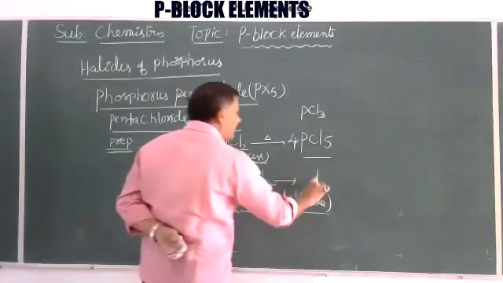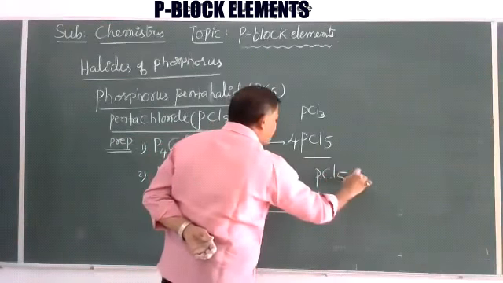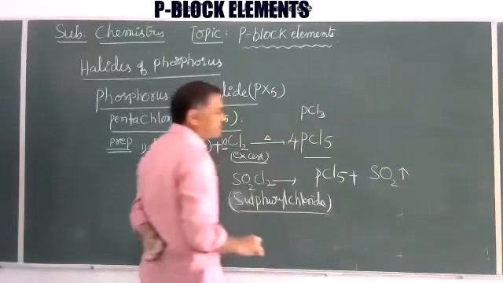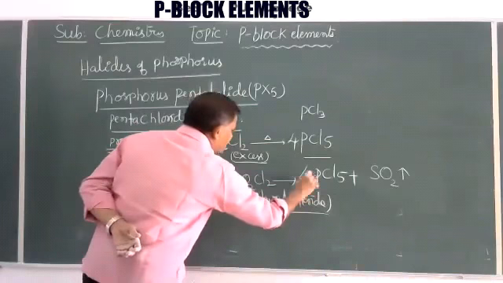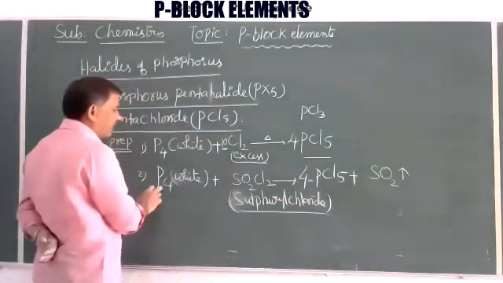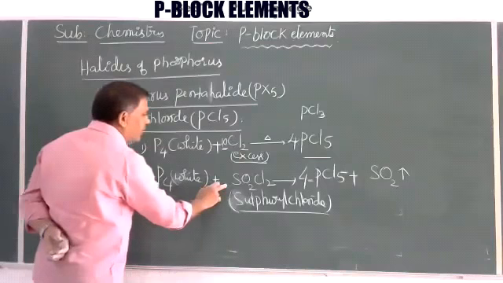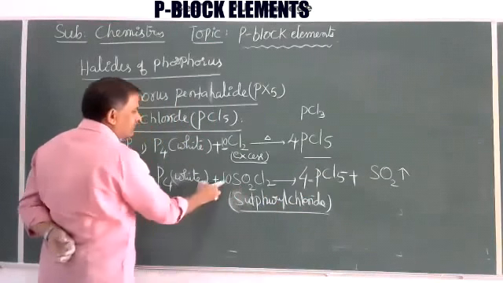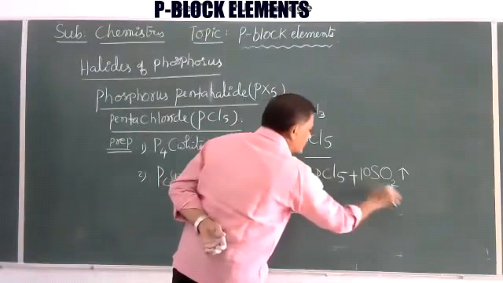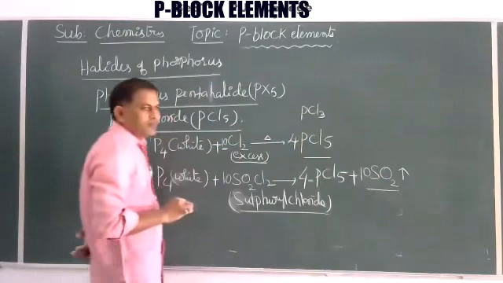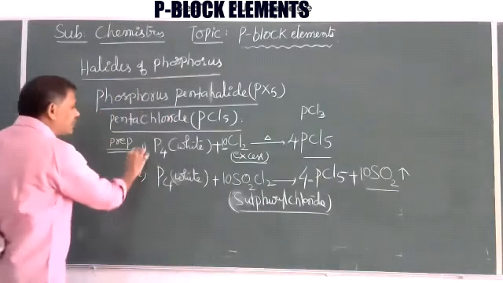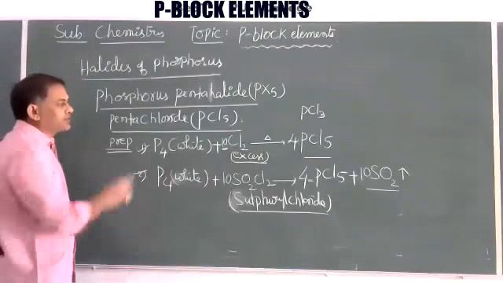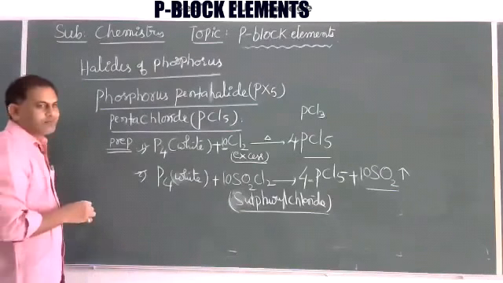Then here it gives PCl5, plus SO2 gas is liberated. Now here the 4 moles of PCl5, now 4 balanced. Here 20 chlorine atoms are required. That's why I take here 10 moles. Then finally 10 SO2, sulfur dioxide gas. These are the 2 important preparation methods of PCl5, phosphorus pentachloride.